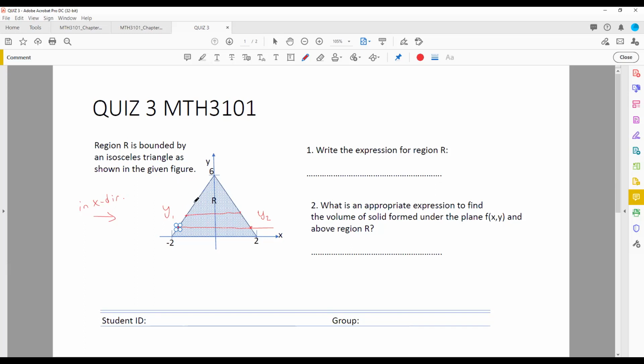Okay, so what does this mean? In this case, in the x direction, I enter from the left and exit from the right. So I meet the y1 line and exit at the y2 line. In that x direction, I need to change my equation. Earlier y1 equals 3x plus 6, so I need to change it. So just solve for x1.